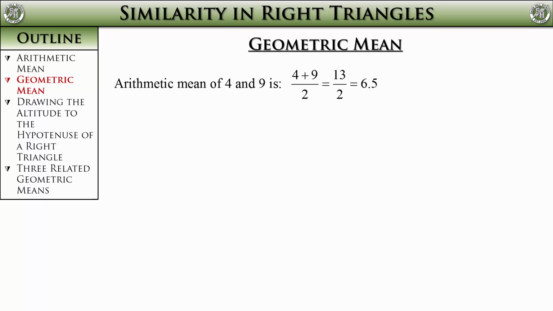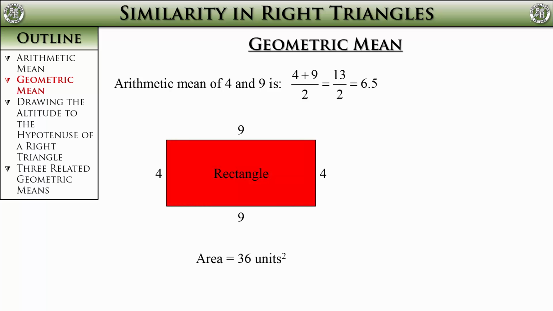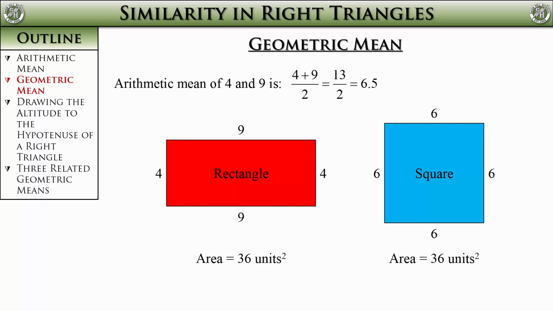For example, let's say I have a rectangle and a square, which both have the same areas. Here this rectangle and this square both have an area of 36 units squared. The base and height of the rectangle are 4 and 9, just like in my arithmetic mean example above. The side length of the square, 6, happens to be the geometric mean between 4 and 9. This geometric mean just seems to constantly show up when shapes are involved.